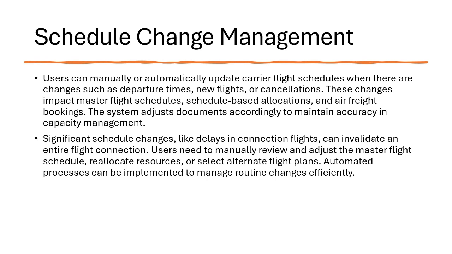So the capacity management system allows users to manually update affected schedules and bookings to ensure all parties are informed of this change. So this manual intervention is very crucial, particularly for connecting flights where delays can impact subsequent flights. So the system's ability to indicate the status of these things helps in managing the operational efficiency and minimizing the disruption in freight flow.